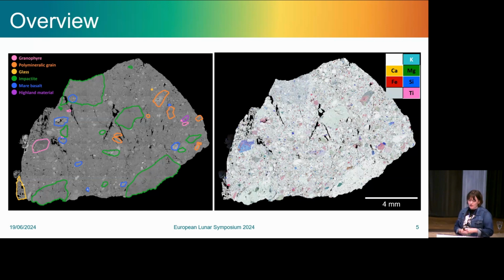So initial characterization of the sample shows quite the diverse array of clast types, which range in shape, size, lithology. These include some granophyre clasts, which are outlined in pink on the left and which appear in this bright blue on the right in the false color map, along with basalt clasts outlined in blue, highland rock clasts outlined in purple, impactites in green, mineral fragments in orange, and then glasses outlined in yellow. So I'll actually go through some of the different clast types one by one here now.